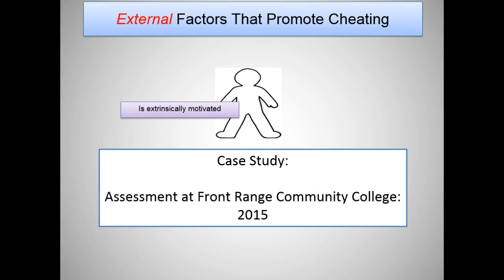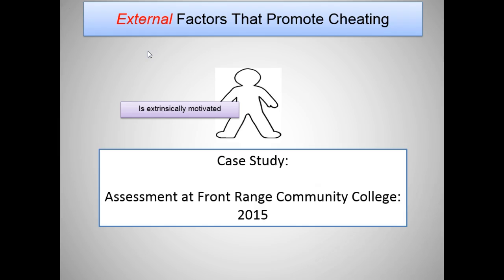All right. One external factor, and I've got it in highlight here, italics, because I think this is both an external and an internal factor. Extrinsic motivation is one of the things that promotes cheating. When a student is extrinsically motivated to do something, they are more likely to cheat than if they have an intrinsic motivation.